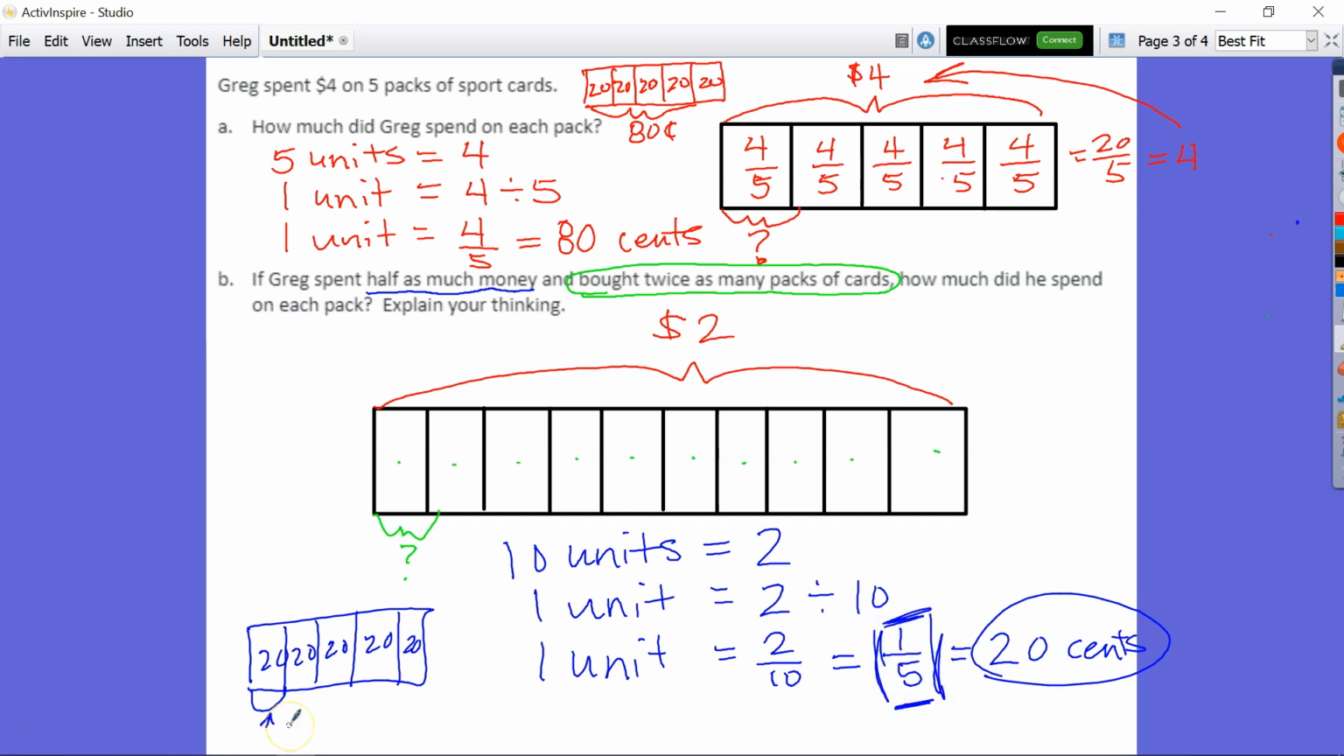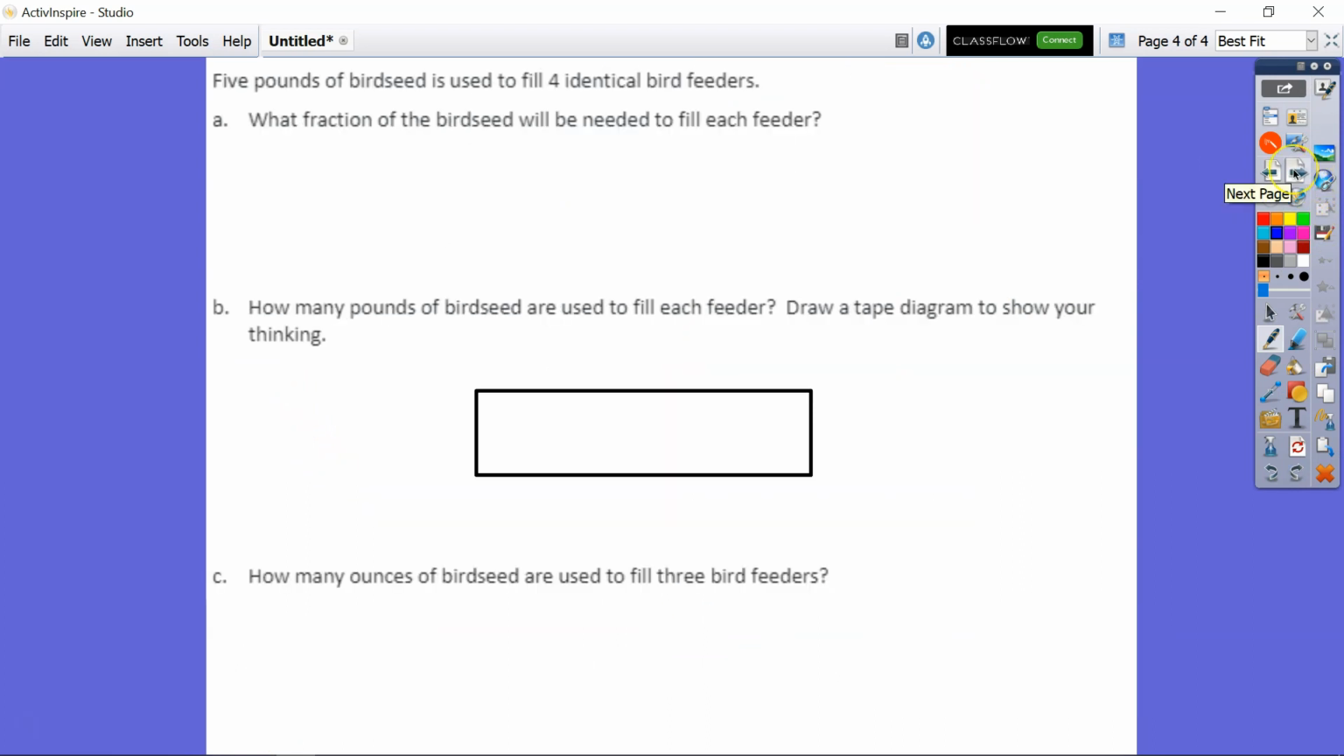1/5 is equal to 20 cents. So that's how we would get our answer for part B. All right, let's take a look at the next problem here.